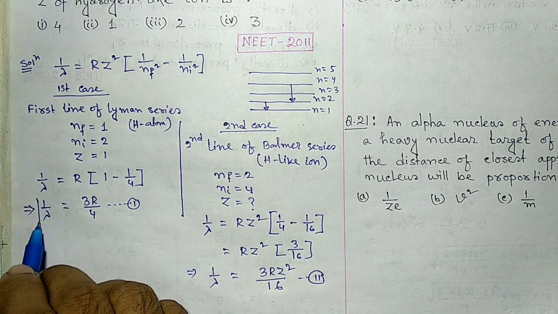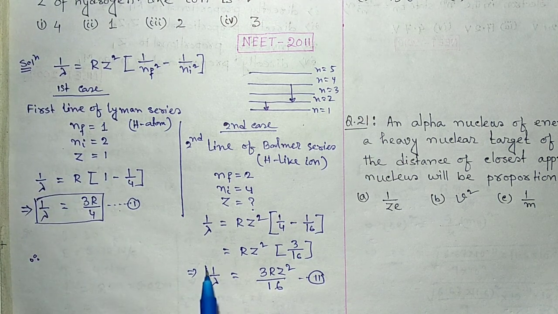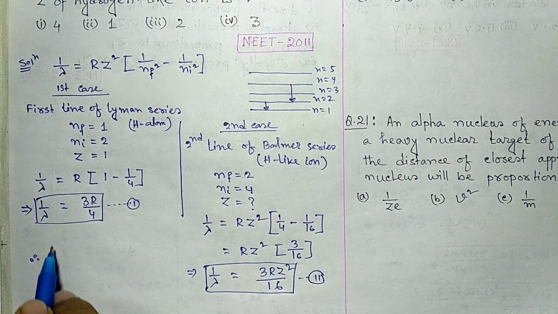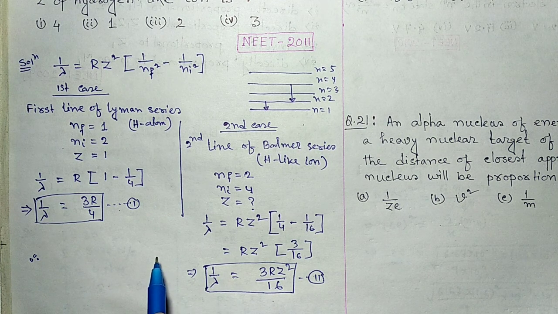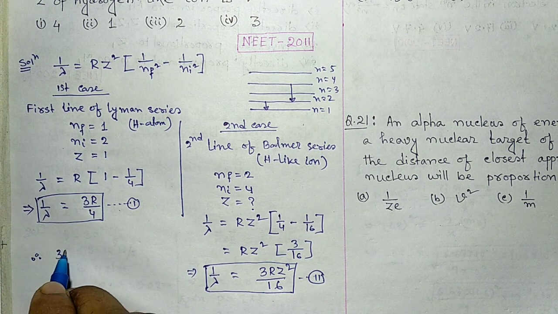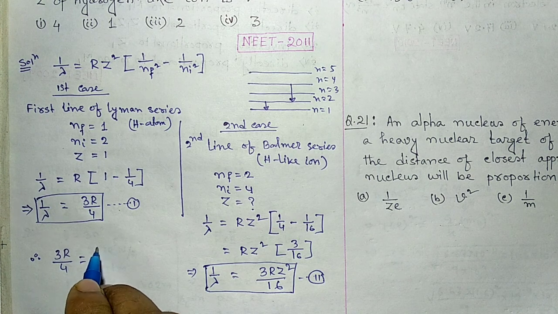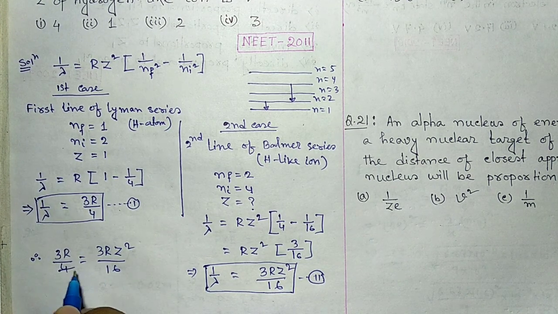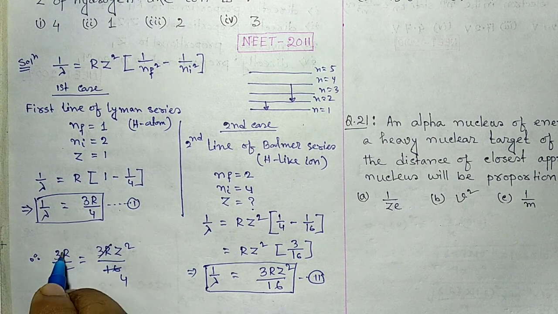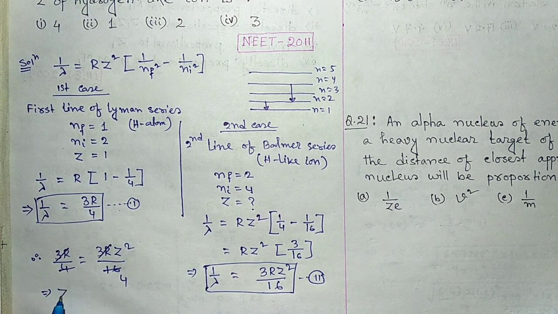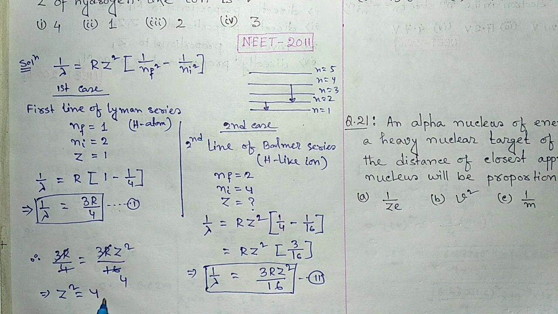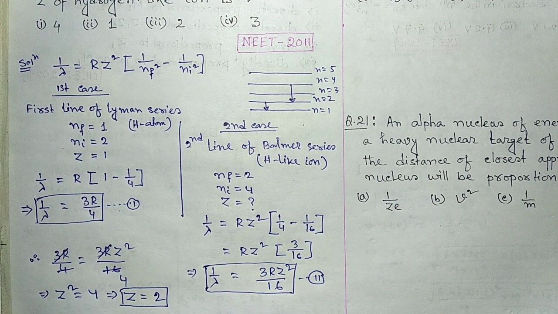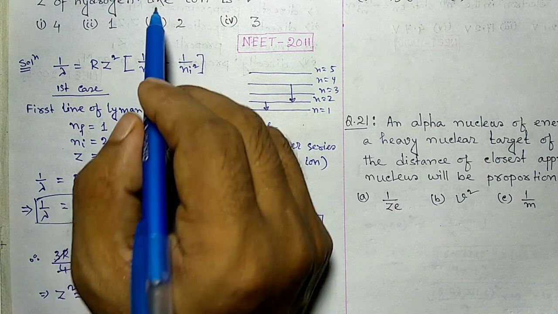Now equating equation number 1 and equation number 2, this 1 by lambda is also this 1 by lambda. So 3R by 4 is equals to 3R Z square divided by 16. 3R cancels, so Z square is equals to 4, or Z is equals to 2. So the right answer is option number 3, 2.